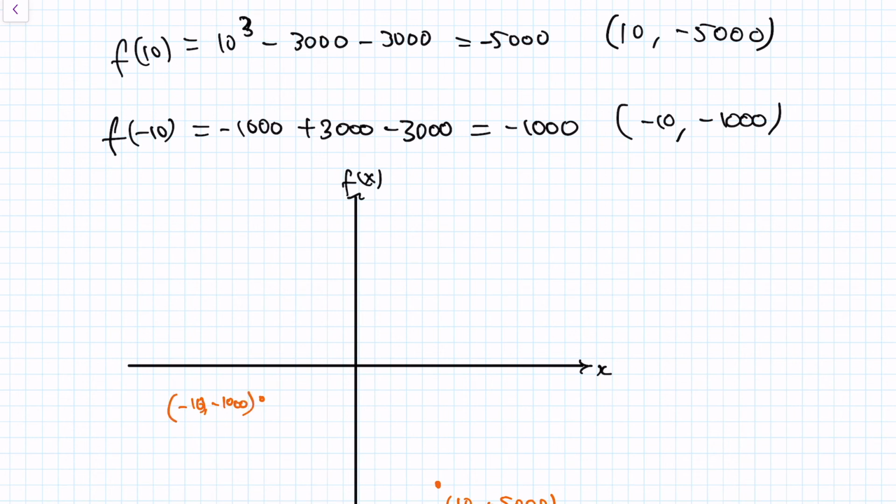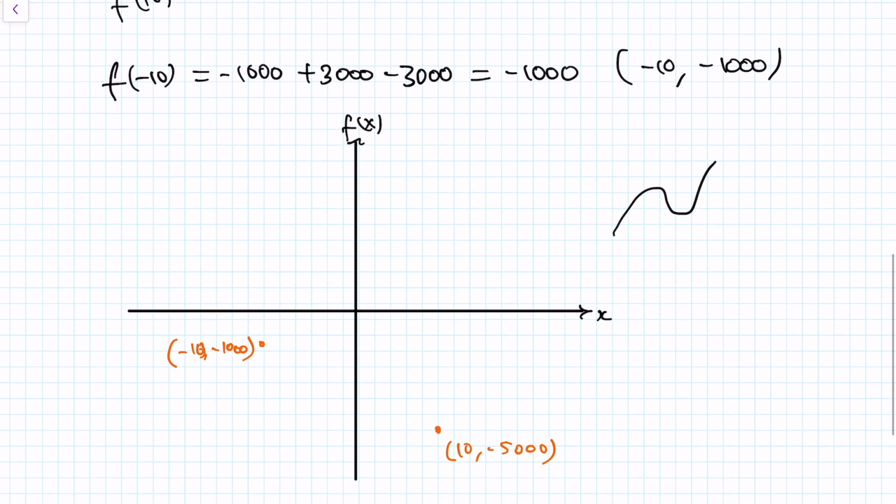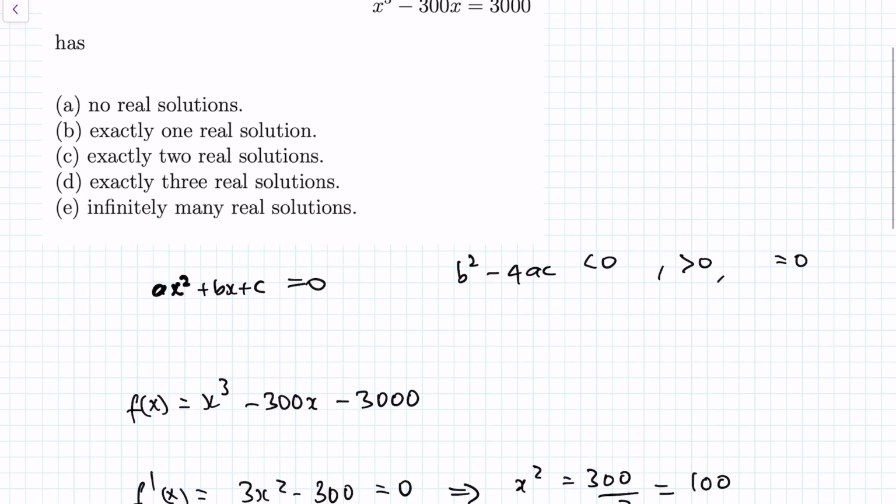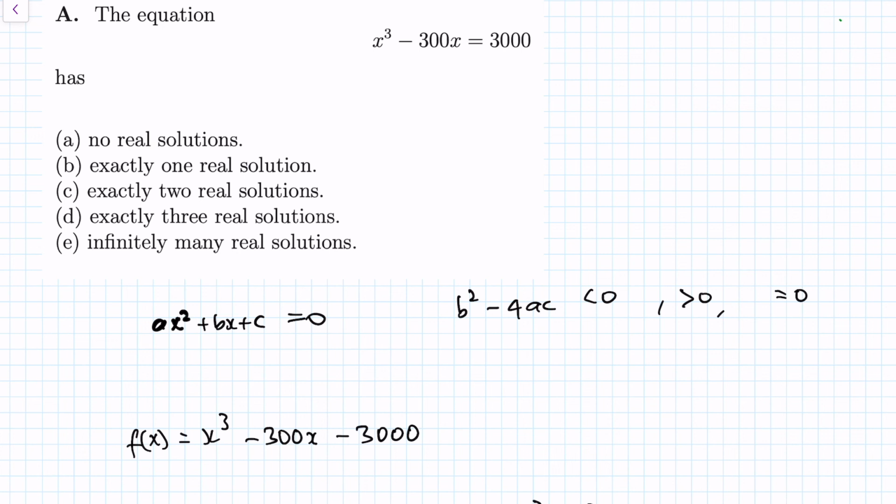Right, we know it's a cubic function and we know it's positive, so it will look something like this. Based on these two pieces of information, we could roughly guess that the x cubed graph will look like that, and then it will look like that, where these two points here are the stationary points. That means we will only have one solution. So, therefore, the correct answer is B, that it has exactly one real solution.